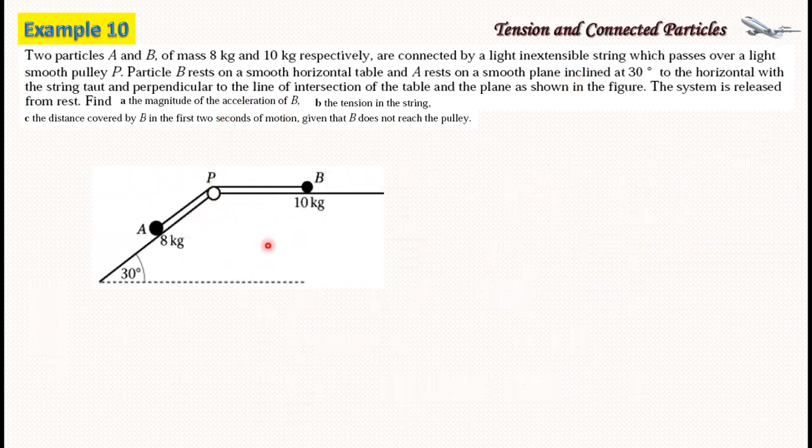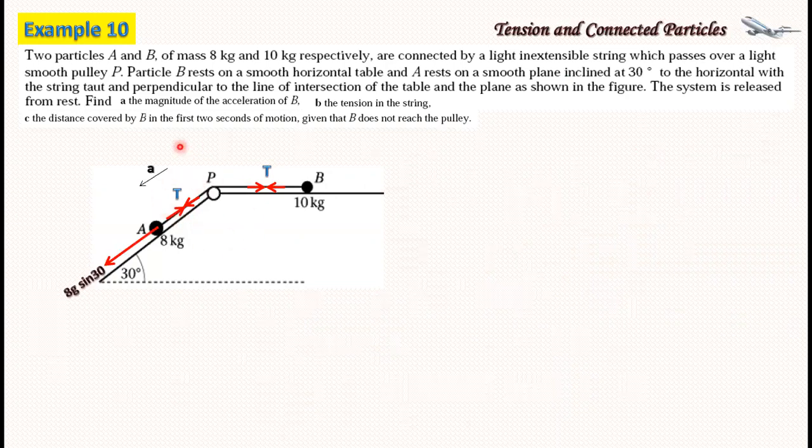So let's start with this. Find also the tension in the string, and the distance covered by B in the first 2 seconds of motion, given that B does not reach the pulley. Okay, so we start by resolving the components of 8G parallel to the plane. We have 8G sine 30. And for B, the tension in the string is T. It is the same string, so the tensions are the same.